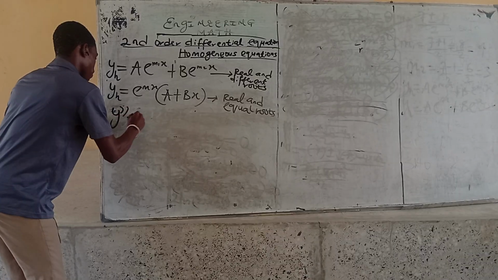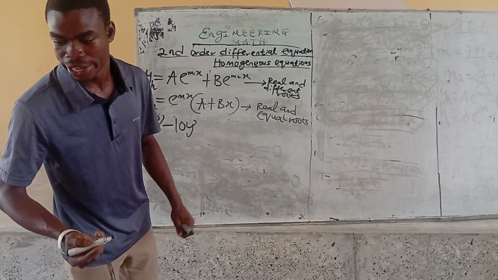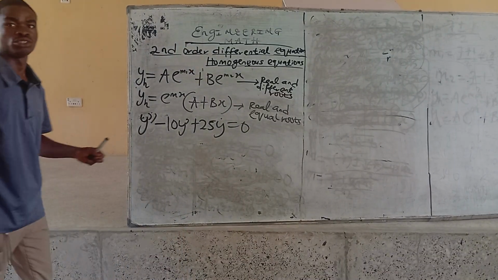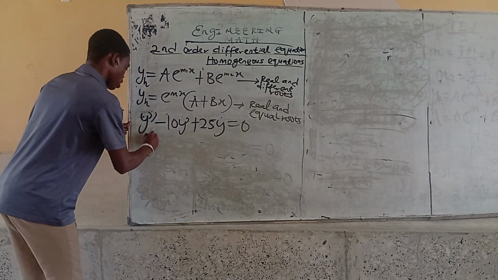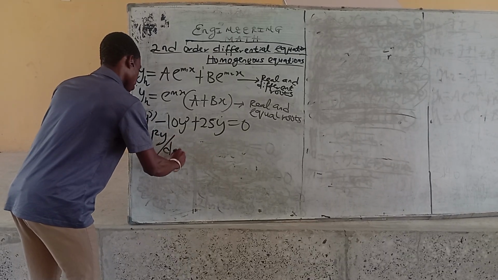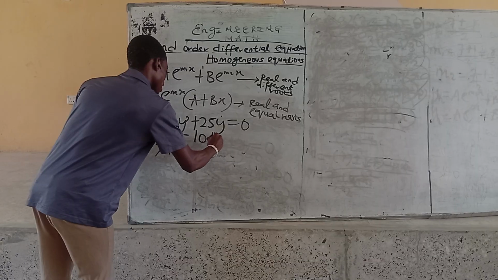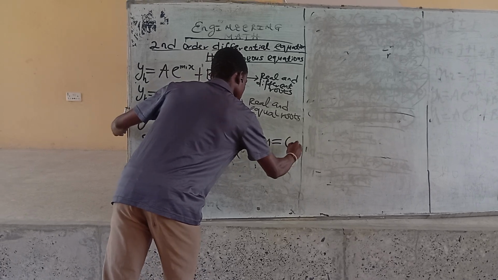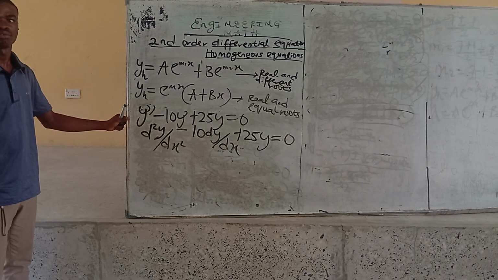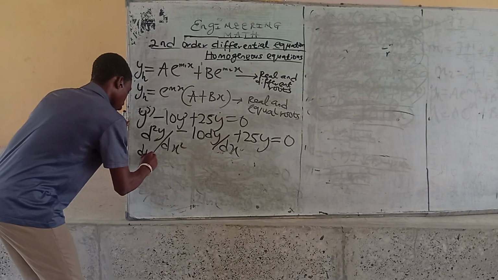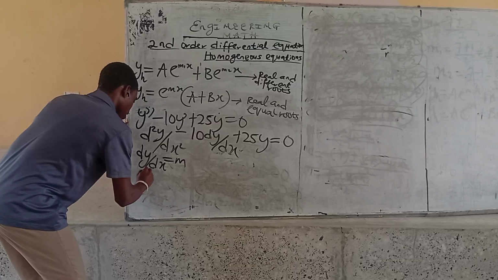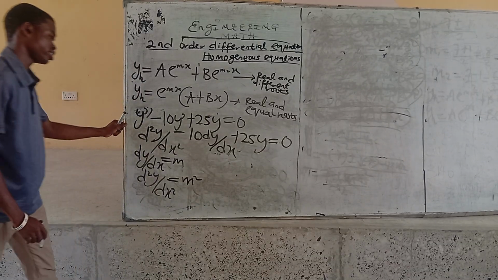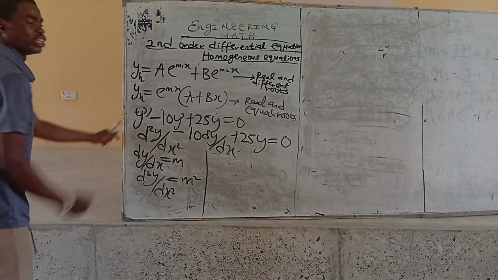Another question: y'' minus 10y' plus 25y equals 0. Homogeneous equation. What's the next step? Change it to normal form. d²y over dx² minus 10 dy over dx plus 25y equals 0. Right? So substitution: dy over dx equals m, d²y over dx² equals m squared. Right? Now it's time to put this into the question.